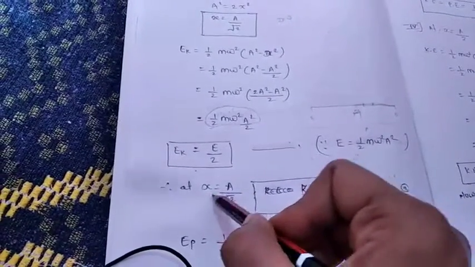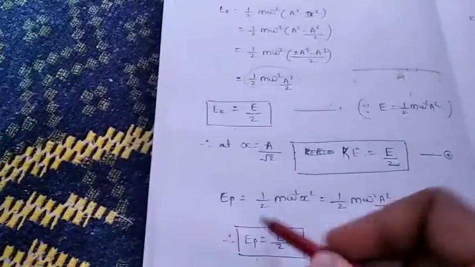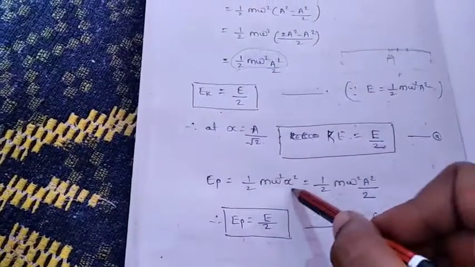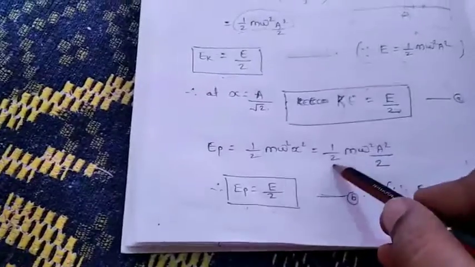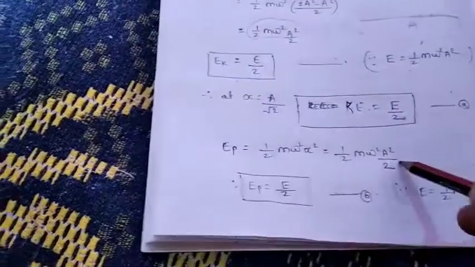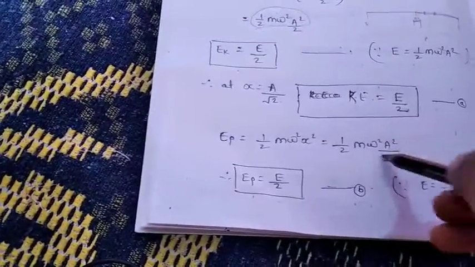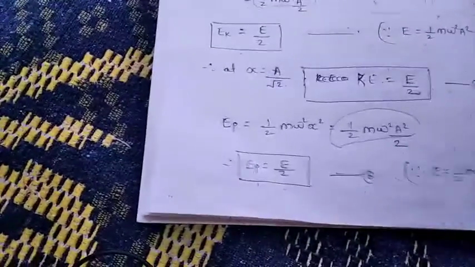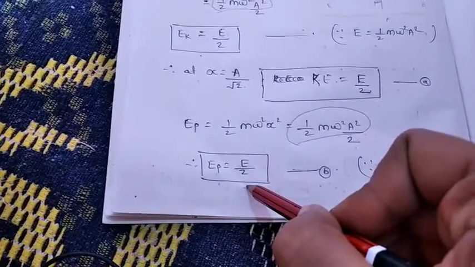So at x is equal to A by under root of 2, we'll find the value of potential energy. The potential energy formula is 1 by 2 m omega square x square. Instead of x we have written A square by 2, so it is 1 by 2 m omega square A square by 2. Simplifying this, this value is equal to the total energy E. So the formula becomes Ep is equal to E by 2.